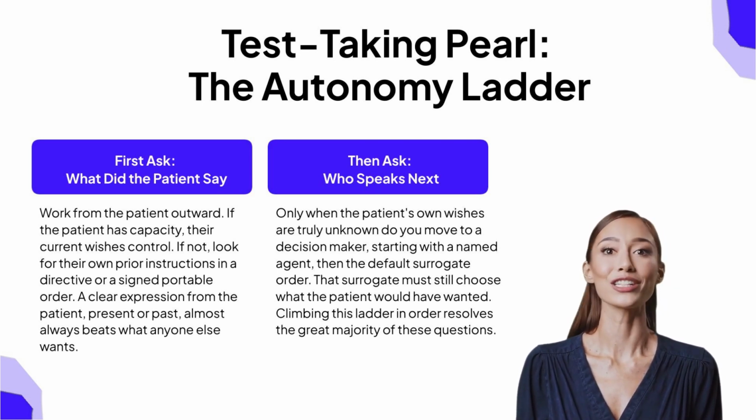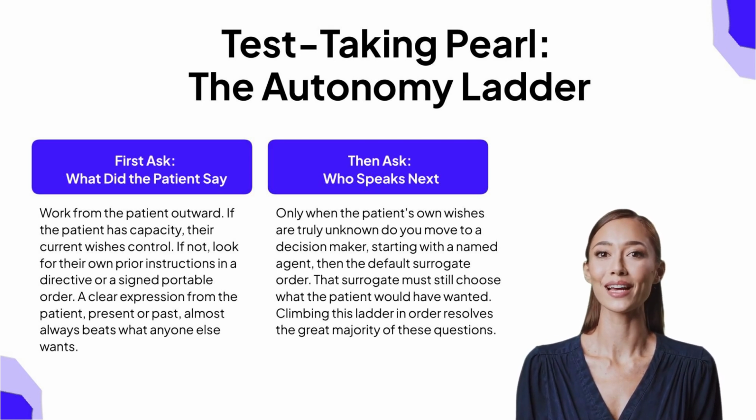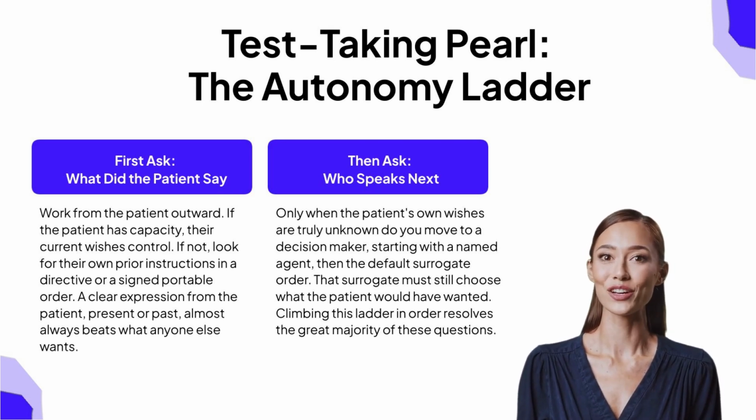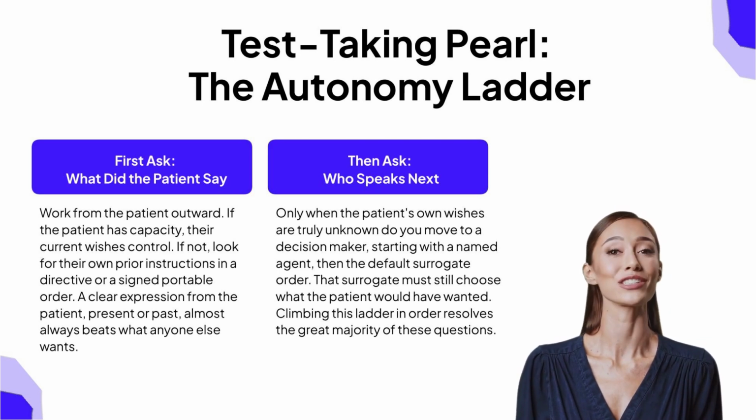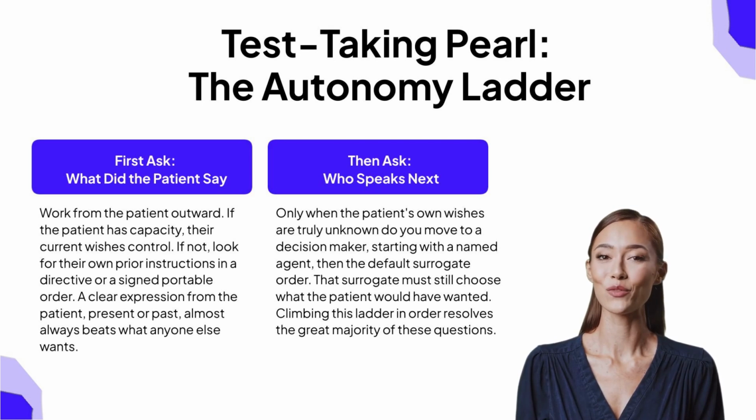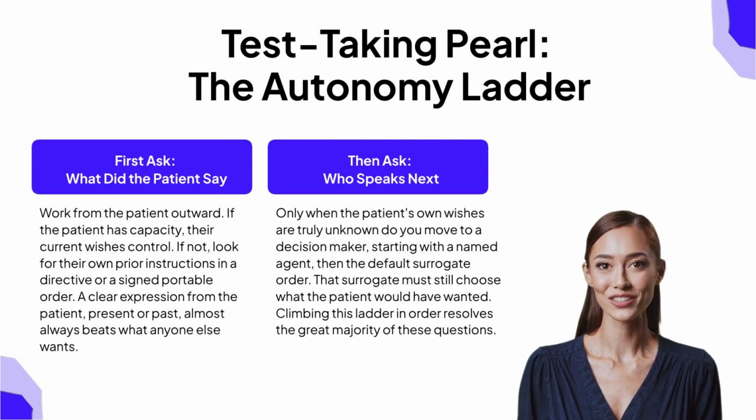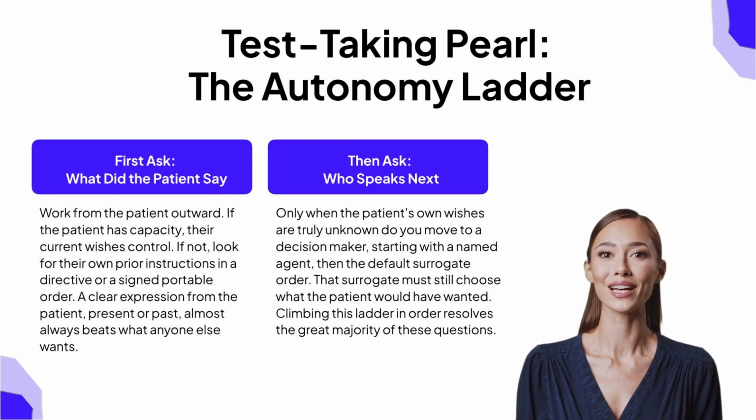Only when the patient's own wishes are genuinely unknown do you climb to a decision maker, and even then you start with a healthcare agent the patient named, and only after that fall back to the default surrogate order. Remember that whoever the surrogate is, they are still bound to choose what the patient would have wanted, not what they want. Climb this ladder in order: patient first, then their documents, then their chosen agent, then the default surrogate, and the large majority of these questions solve themselves.